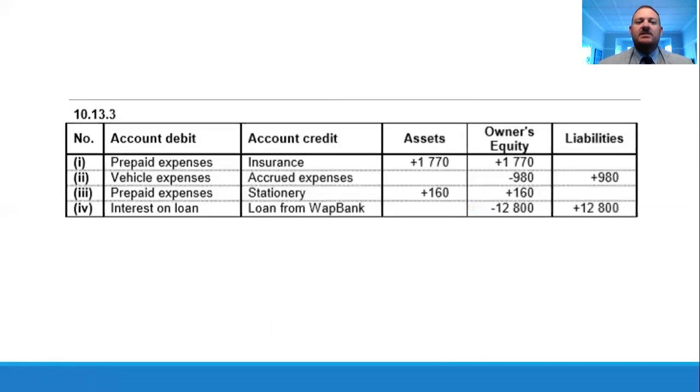And then finally, guys, we had the account debit and account credit, which I'm sure from the explanation you've had, you'll understand why they've been debited and credited, and then you've got the effect on the accounting equation. Okay, guys, so that's that task, 10.13.